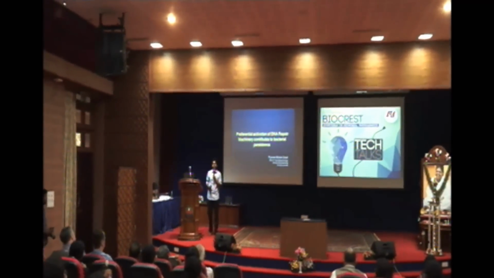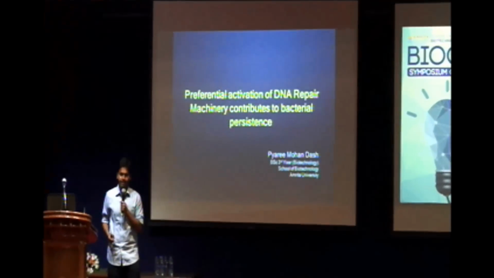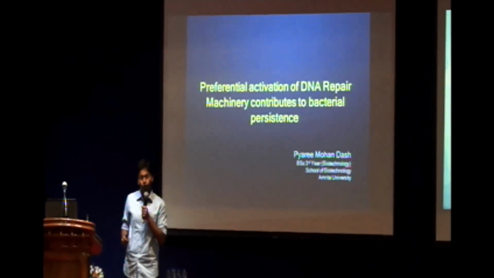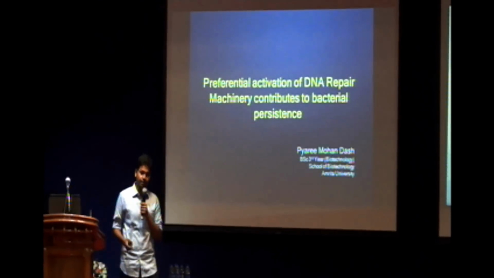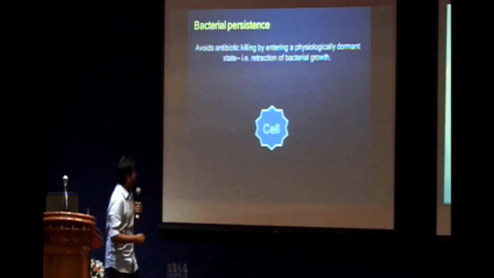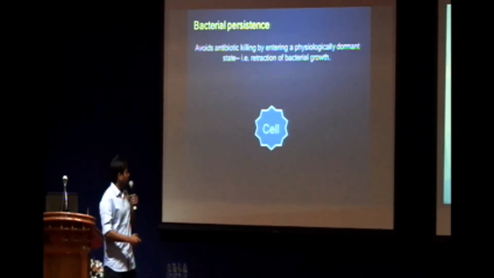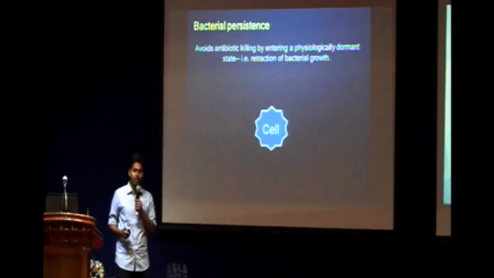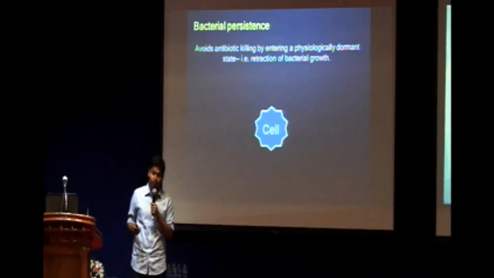Bacterial persistence is a major cause of antibiotic treatment failure by relapsing infection. It is increasing the clinical burden of treating chronic infection, and it has also been found to be acting as a catalyst for the emergence of genetic resistance. Now, if you look at what happens in the phase of bacterial persistence, this specialized cell avoids antibiotic killing by entering a physiologically dormant state, at the cost of complete retraction of its growth mechanism.